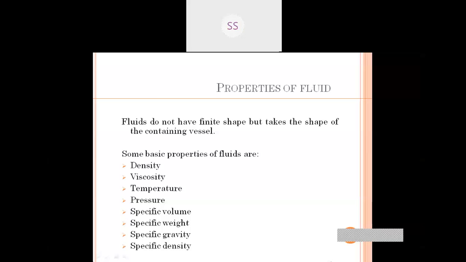Again, pressure. We already know about pressure, right? So pressure is downward. Again, specific volume is the reciprocal of density, right? Again, specific weight is the weight of one unit volume. Unit volume means 1 meter cube volume of any fluid. Specific weight, then specific gravity. Specific gravity is the ratio, so it is unitless.